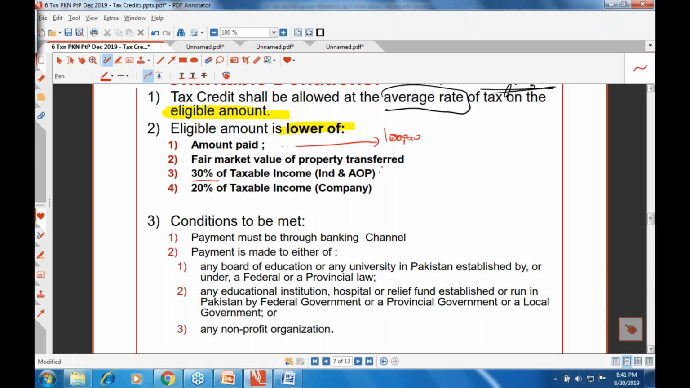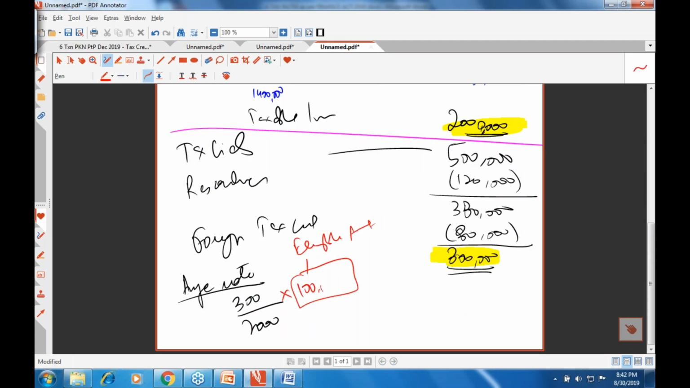30% of your taxable income. So 30% of the taxable income, let's say your taxable income is 2 million. So this actually gives you 600,000. The lower amount amongst these is basically 100,000. So 100,000 is going to be considered as an eligible amount. So you would say 100,000 is an eligible amount, and hence a tax credit would actually be claimed.